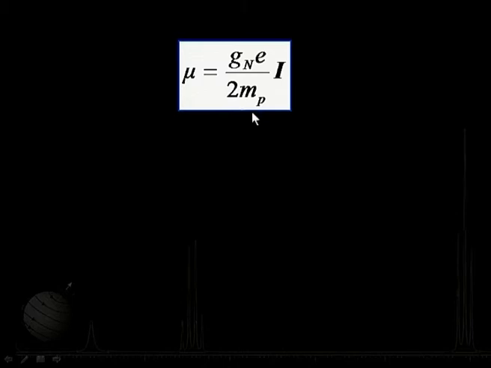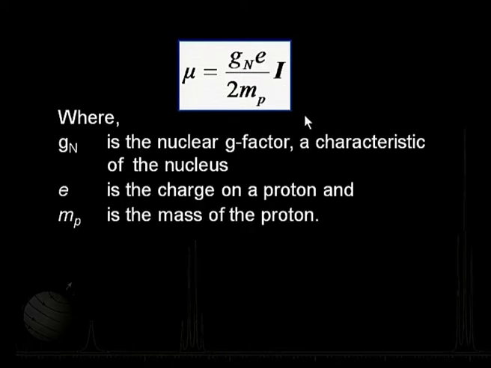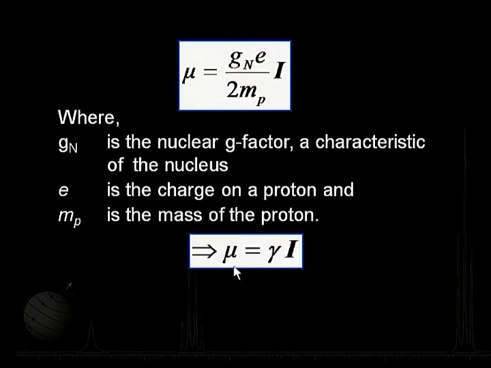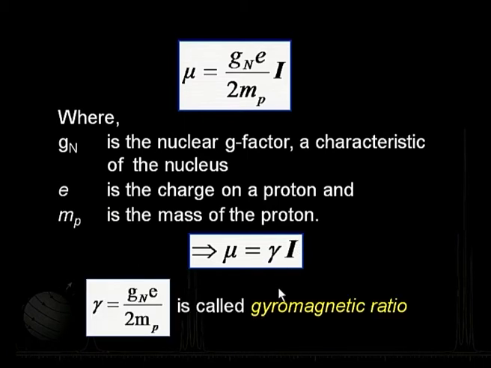That is given by the following expression: mu, the magnetic moment, is equal to Gn e by 2 mp times I, where Gn is the nuclear g factor. It is a characteristic property of the nucleus. Every nucleus has a certain value of Gn, which is a constant. Then e, we know, is the charge on the proton or the electron for that matter, and mp is the mass of the proton. All these things are constant, so basically it is a constant of proportionality. And we can see that mu is equal to gamma I, where gamma is called the gyromagnetic ratio. That is the constant I was referring to.